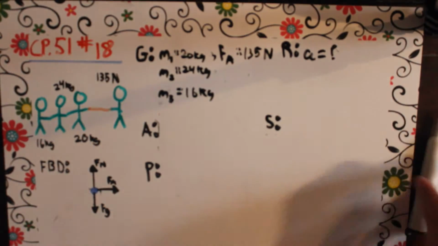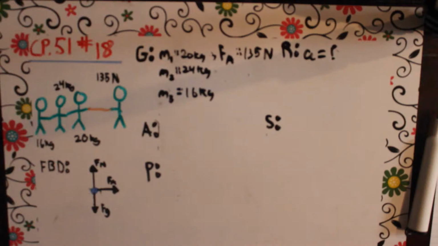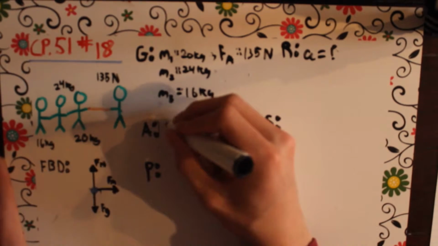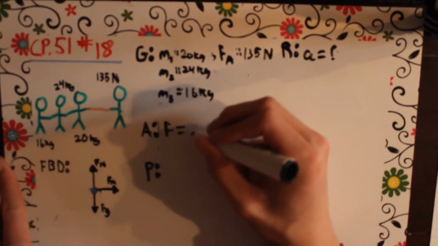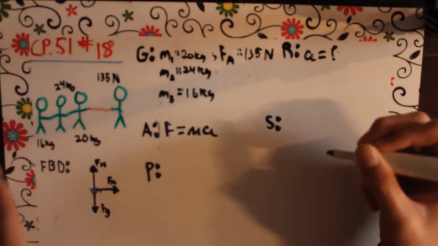Analysis. Now, for this equation, we can derive it from Newton's second law of motion, which is, if the net force on an object is not zero, the object will accelerate in the direction of the net force. The magnitude of acceleration is directly proportional to the magnitude of the net force and inversely proportional to the object's mass. So by that, we can say that force is equal to mass times acceleration.